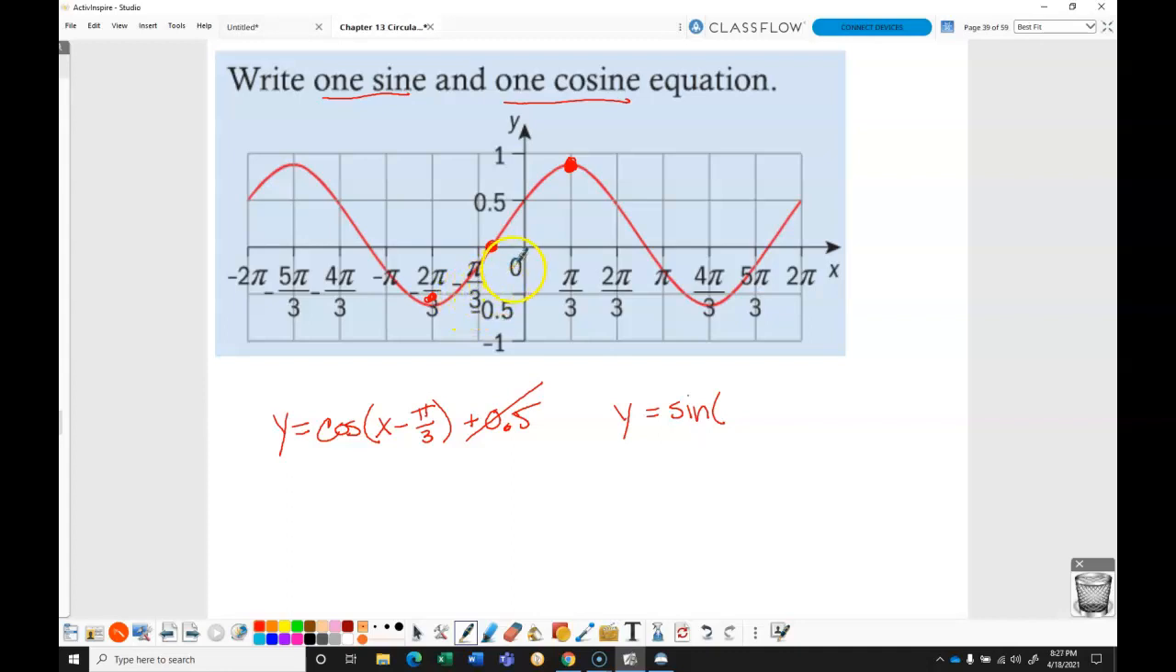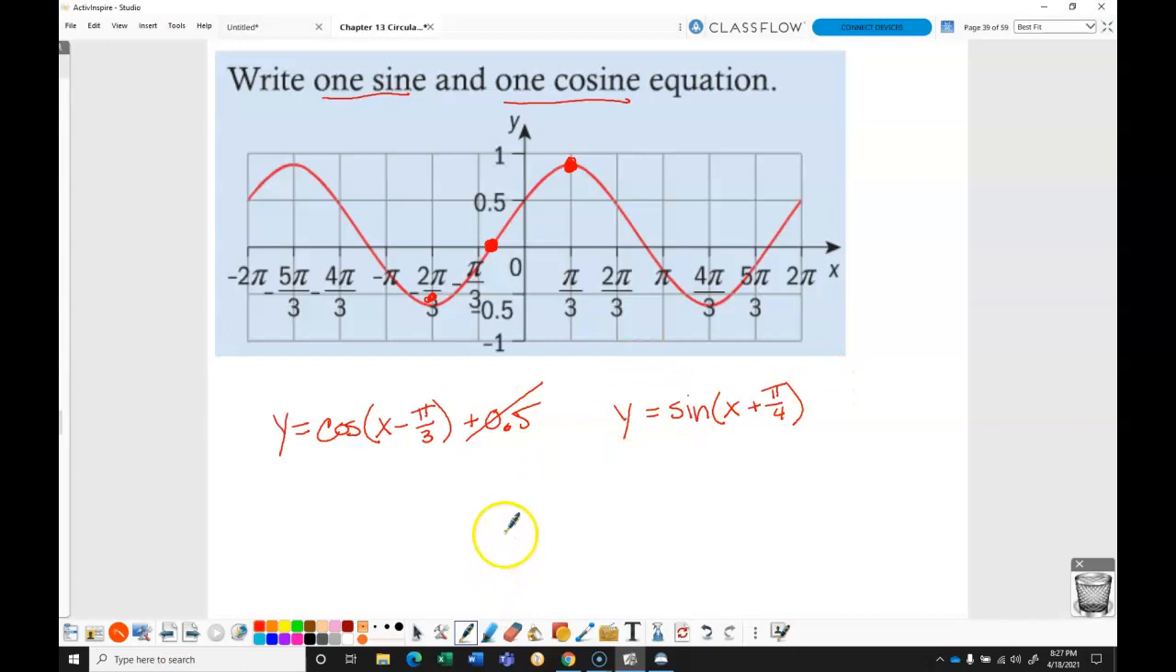They've got it as positive pi over 6. Oh, they're all sorts of weird. But anyway, I want to look for the midline point. So if we're calling the x-axis our midline, I'm going to say that that's about negative pi over 4. So x plus pi over 4 would be that translation there.